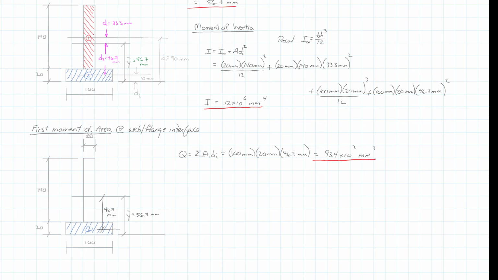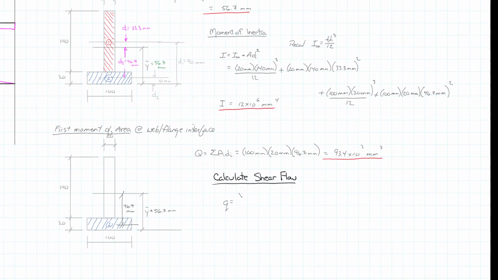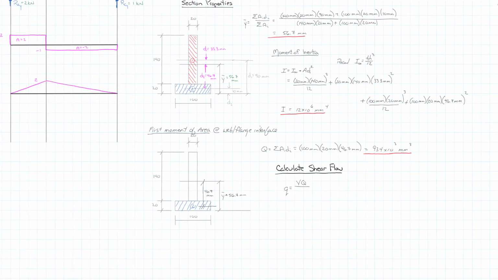So with that, we've actually got ourselves down to the point where we can go ahead and calculate shear flow. And again, we're calculating it at that flange web interface. So our shear flow, which we've denoted by the small letter q, is equal to V times our first moment of area divided by our second moment of area, or moment of inertia. So we are going to do this for the point of maximum shear.